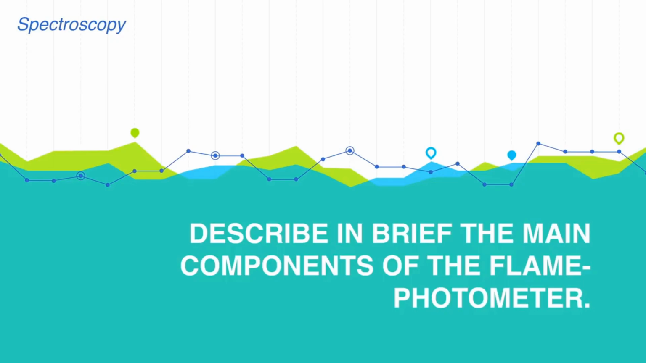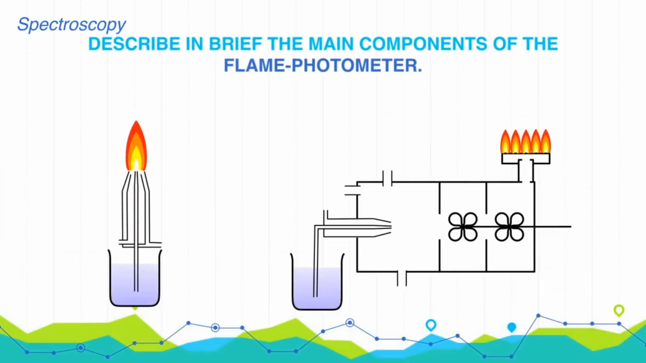Describe in brief clearly the main components of the flame photometer. The main components of the flame photometer are as follows. First is the burner. The temperature of the burner must be more than 2000 degrees Kelvin. Burners used are of two types. One is the total consumption burner and the second is the premix burner.